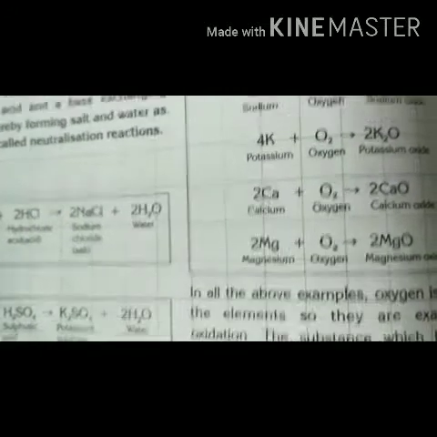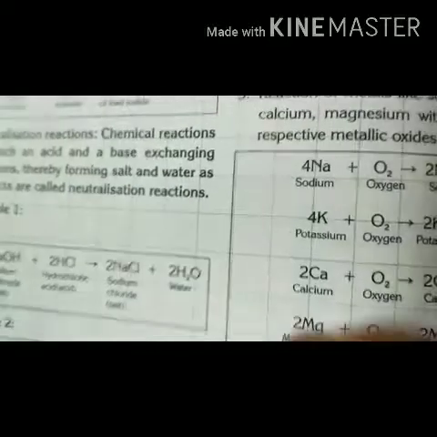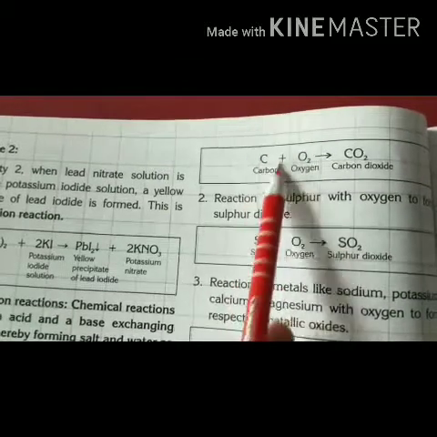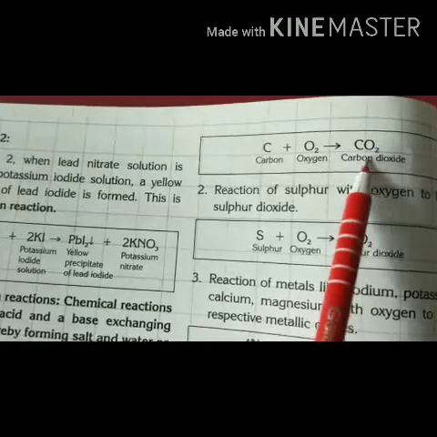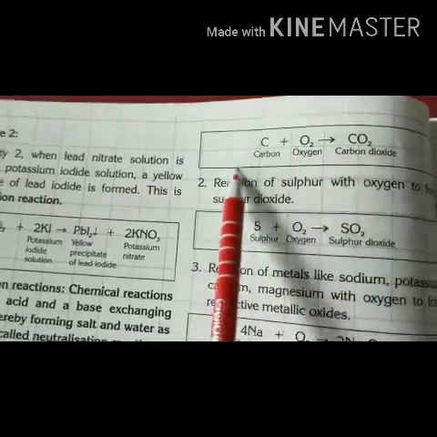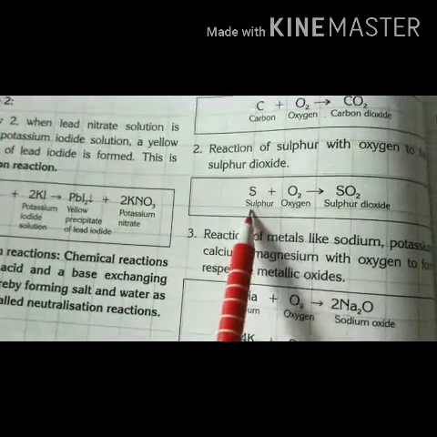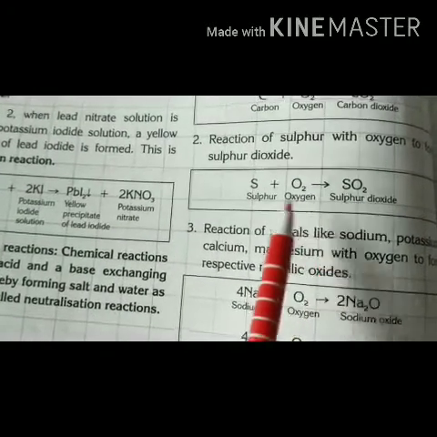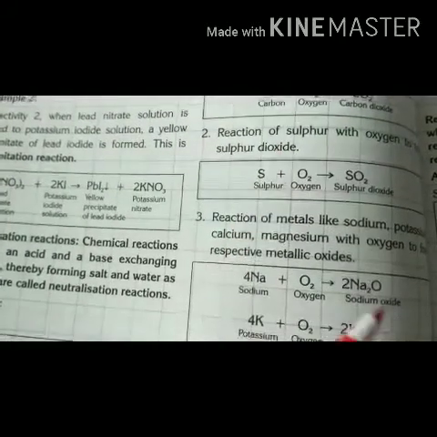Okay students, here you can see some examples. Reaction of carbon with oxygen to form carbon dioxide. So this is what? This is an oxidation reaction, because here carbon is alone, it reacts with oxygen and forms carbon dioxide. So carbon now has 2 atoms of oxygen. So this means the reaction is an oxidation reaction. Here you can also see sulfur reacting with oxygen and forming sulfur dioxide. So both are oxidation reactions.